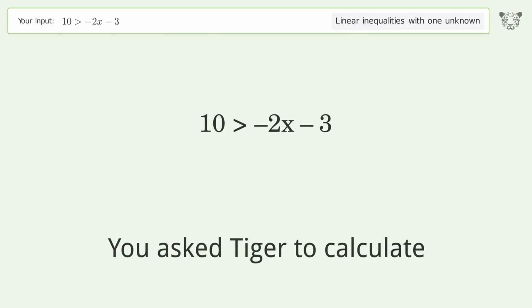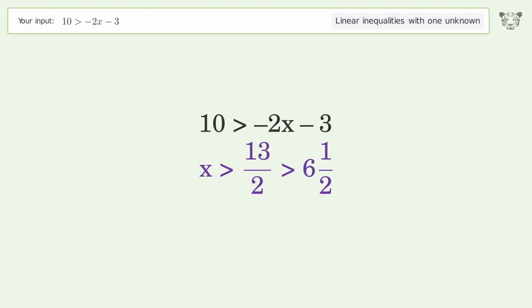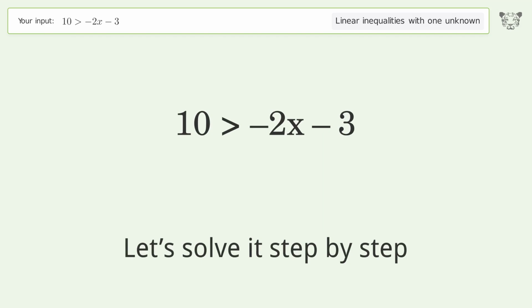You ask Tiger to calculate. This deals with linear inequalities with one unknown. The final result is x greater than negative 13 over 2 greater than negative 61 over 2. Let's solve it step by step.